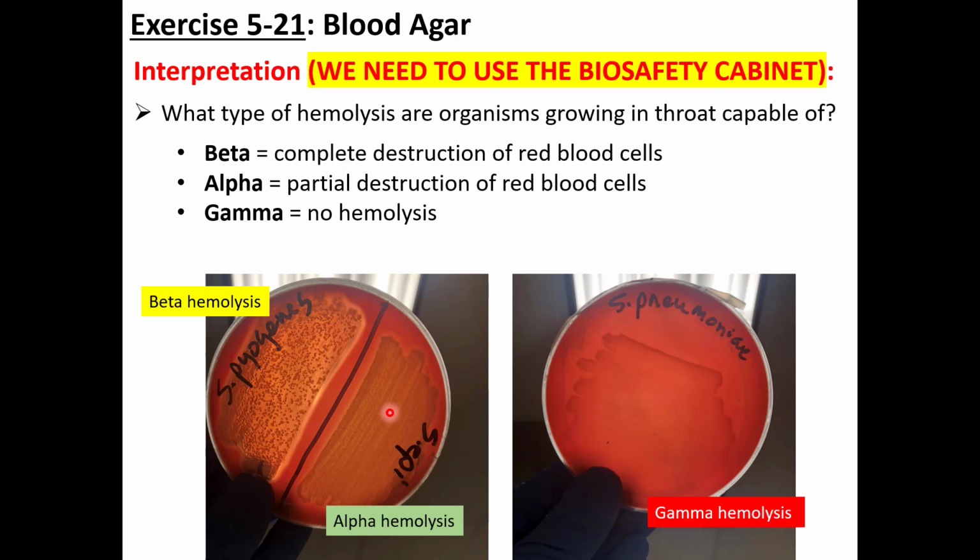It's mostly just greenish. And now if the bacteria is able to grow on the plate, but they do not destroy any of the red blood cells, then we call that pattern gamma. And the bacteria has grown in here, you can tell, but you don't see any difference in the background compared to what the growth looks like. Okay, so this will be the pattern.